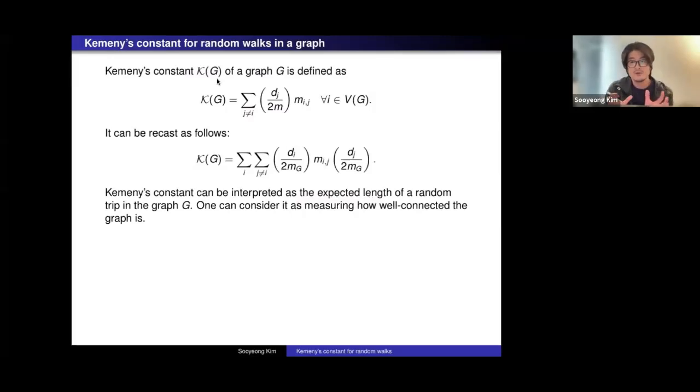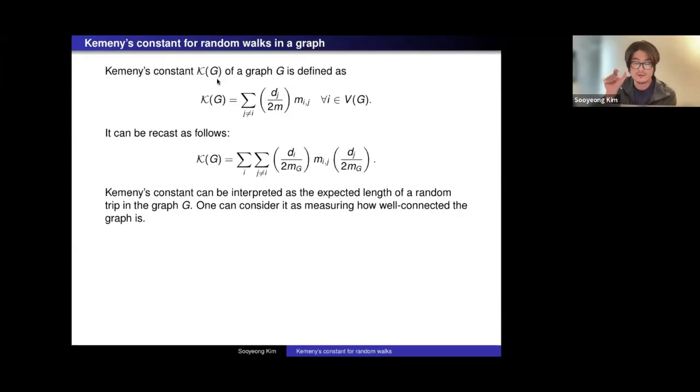So when you have a smaller Kemeny's constant, it means that when you pick two random vertices, the travel time is shorter, which means we may consider our graph as well connected. If it's not, then the travel time would be longer. That's why Kemeny's constant can be considered as measuring how well connected the graph is. So this is a graph invariant. Given a graph, we can get this Kemeny's constant uniquely.